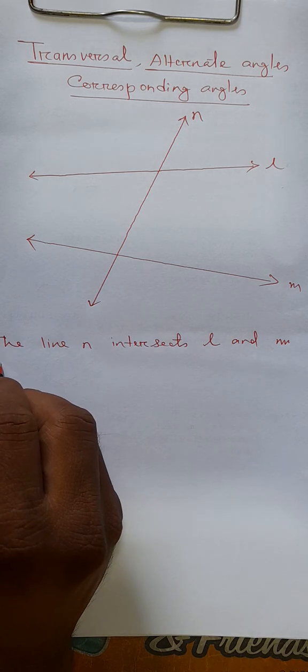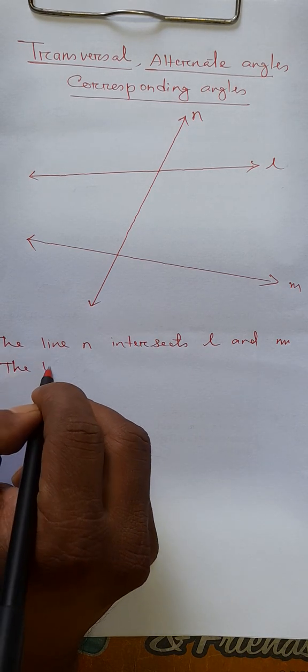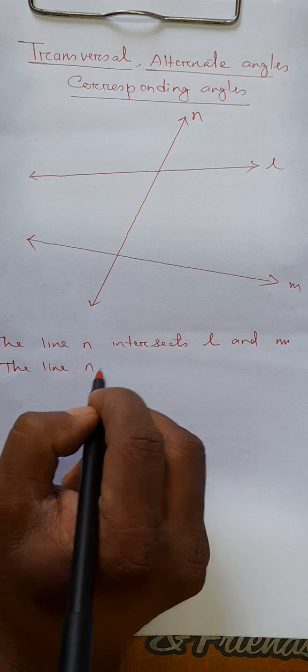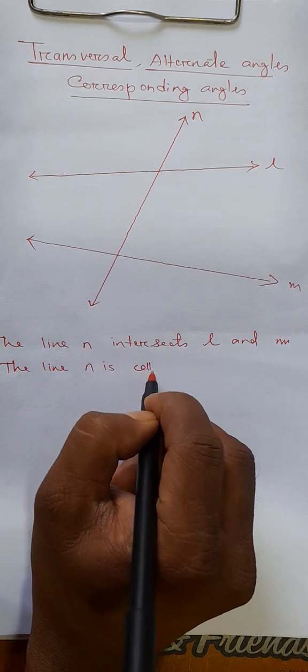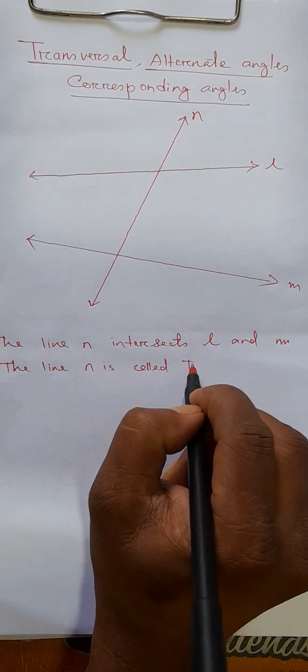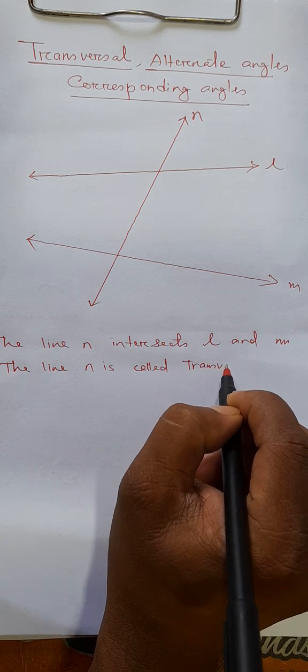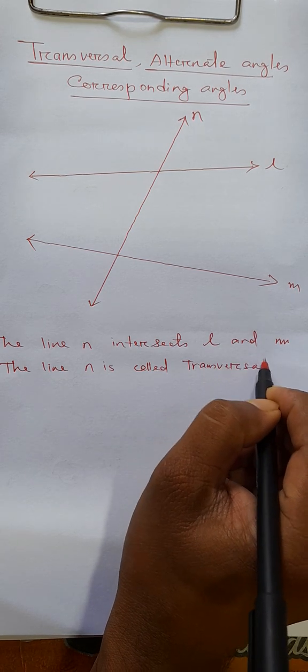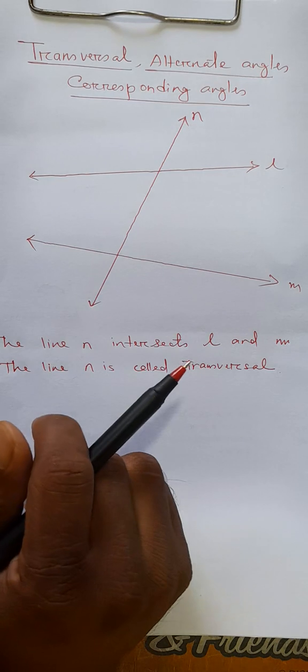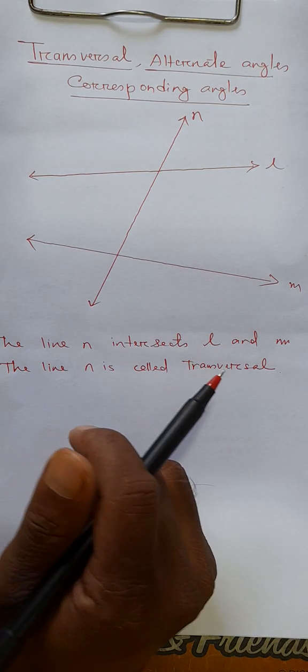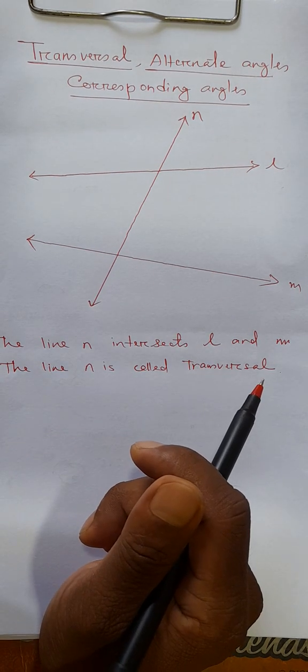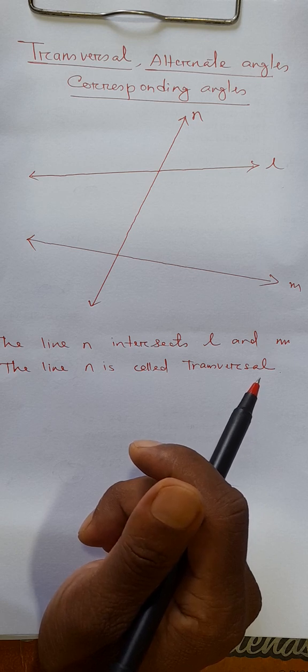The line N is called a transversal. This line is called a transversal. So what is a transversal? It's a line which intersects two or more straight lines.